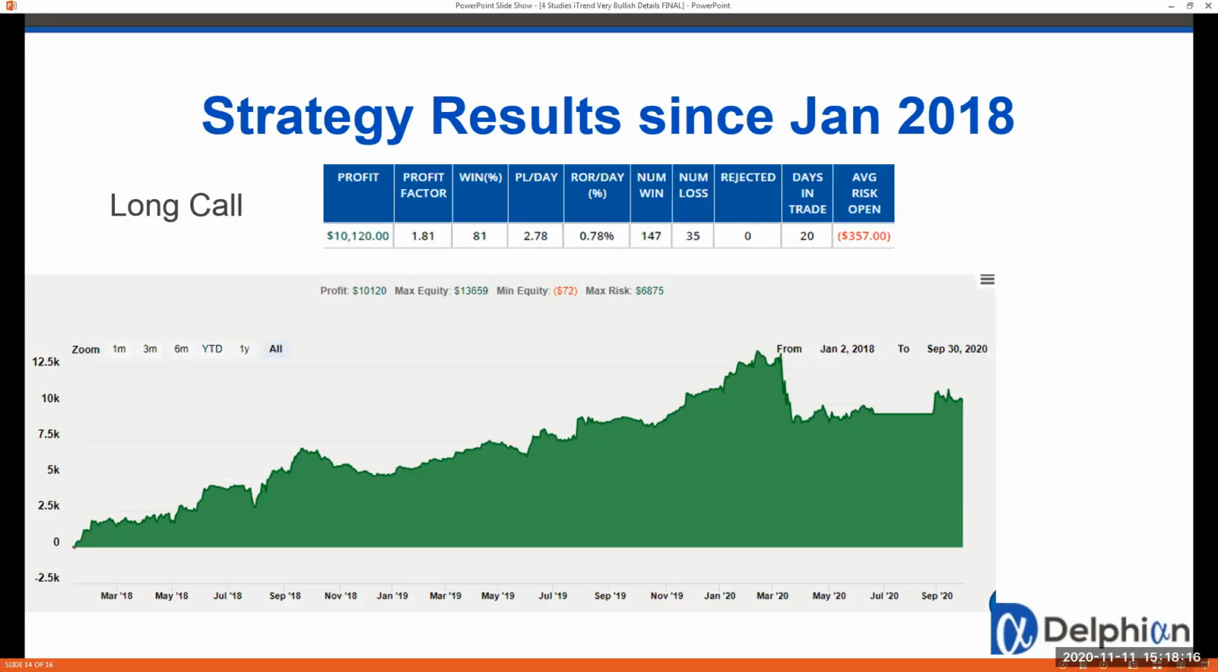Strategy results, we're looking at the long call over time: $10,000 in profit, 1.81 profit factor, 81% win rate. Pretty nice equity graph here. It took the dip again like everything did, around that March timeframe, COVID, but it's kind of leveled out now. But you can see this nice slope that we have.